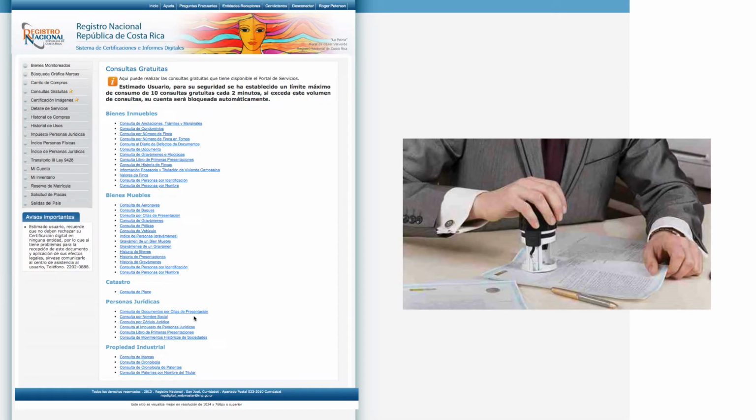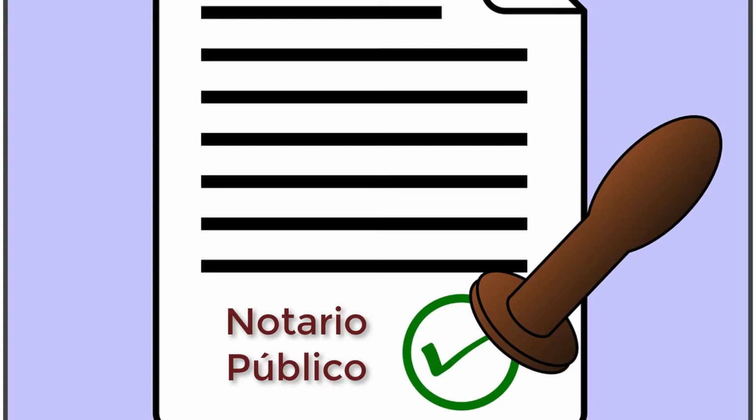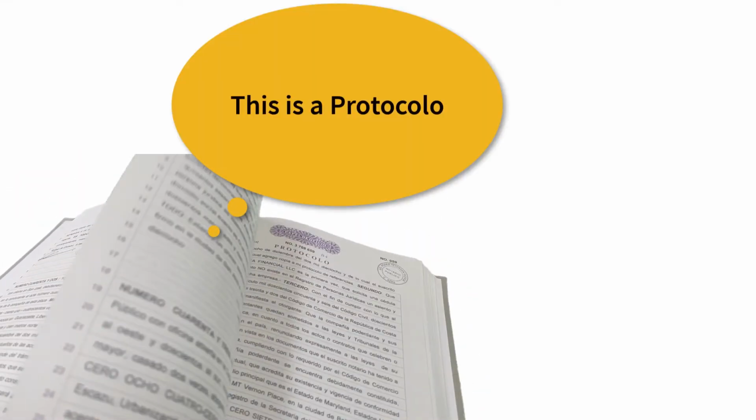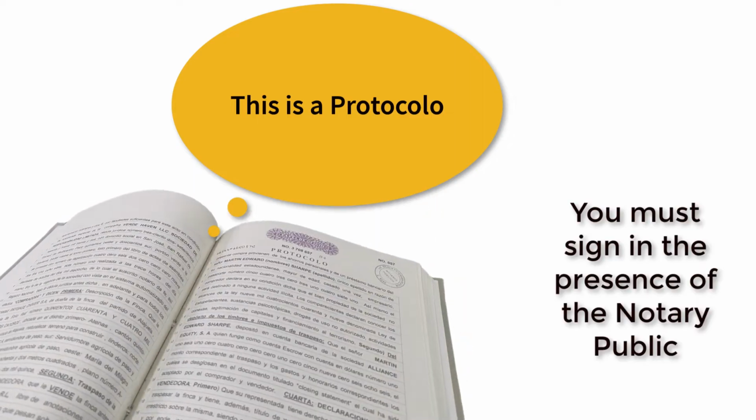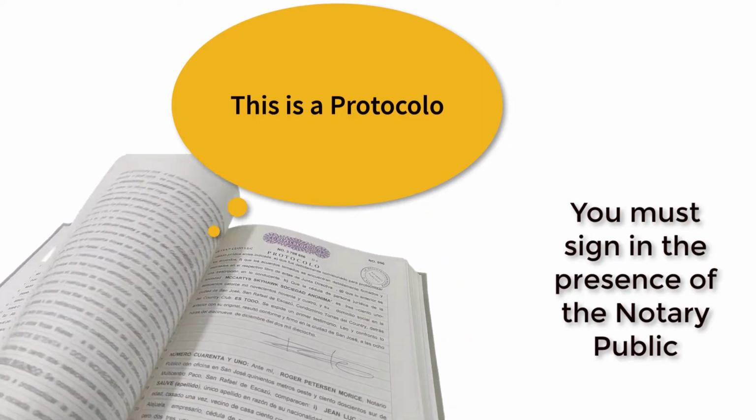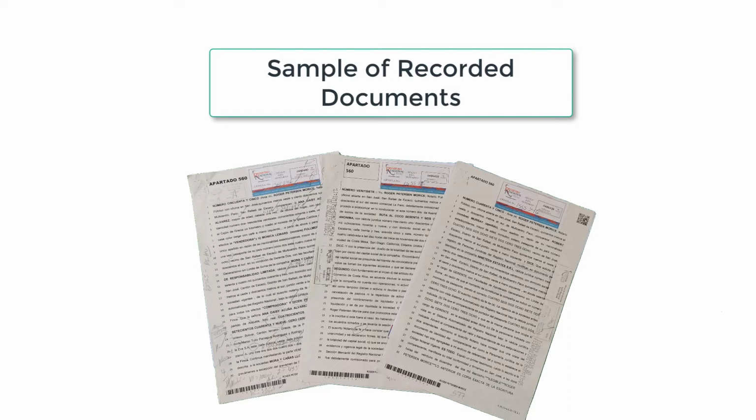So the only way that a document will be recorded is for the grantor, that is the person that is giving the power of attorney, to appear personally before a Costa Rican notary public and sign that power of attorney in the notary's protocol book. Then the notary extracts that and records it in the recording office.